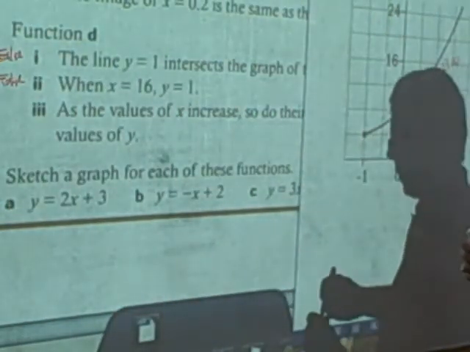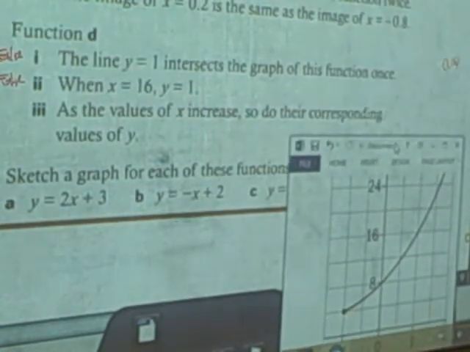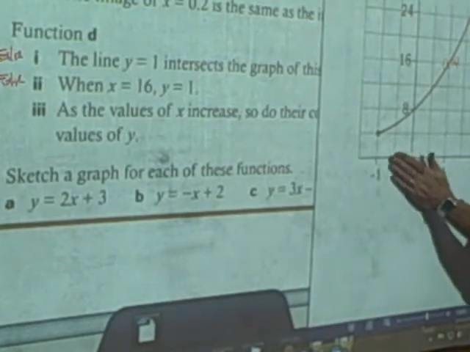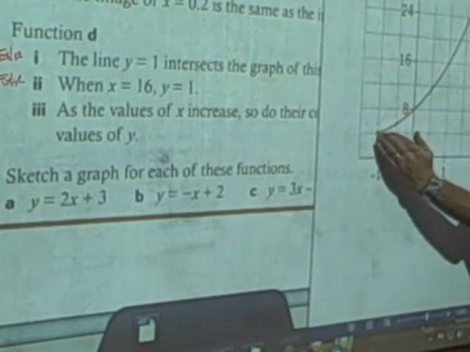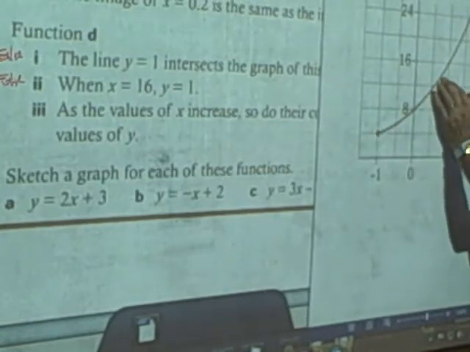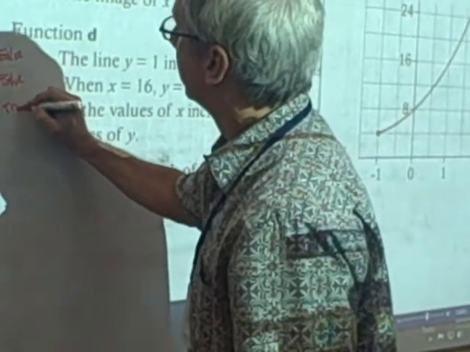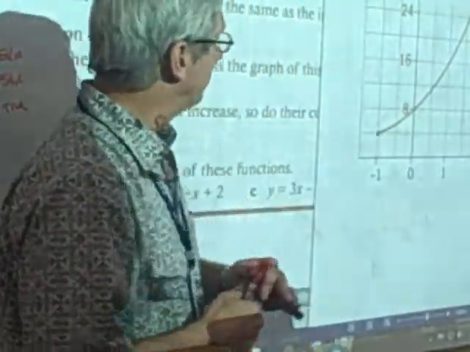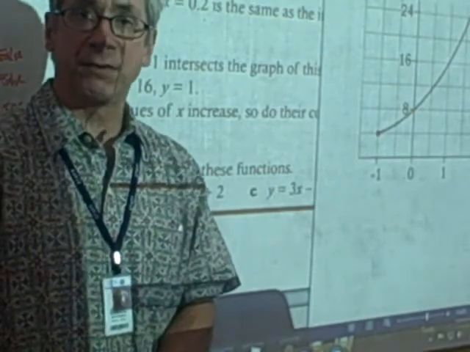Now, the third question just talks about the general trend. As the values of x increase, so do the corresponding values of y. So let's look at the graph. As x increases means as you move to the right. The values of y increase means it will move up. So yes, this function is increasing as we move to the right, and so the third one is true. Those refer to the three graphs we looked at in the previous problem. True, false questions, not very hard. From there, we're going to move on and look at a little bit more specific things about functions.